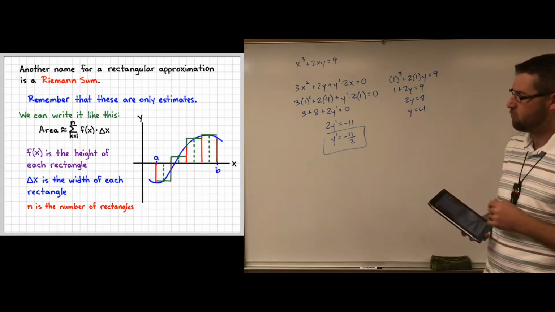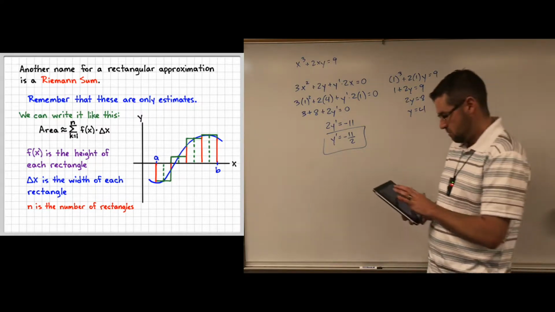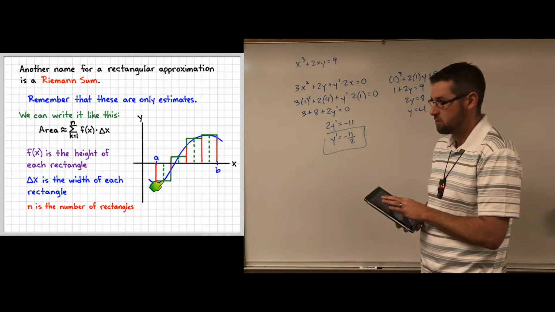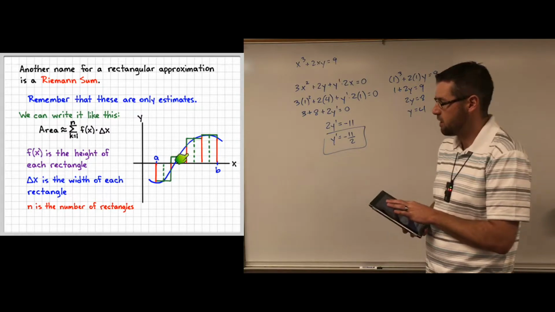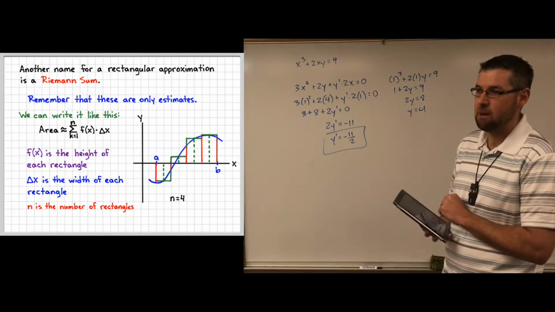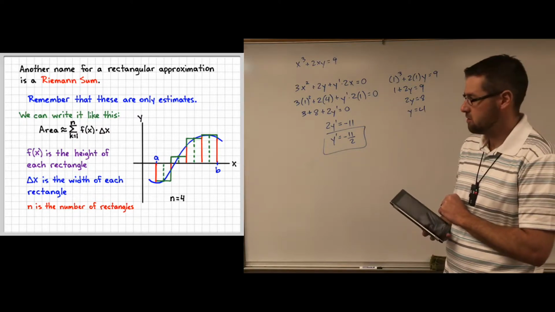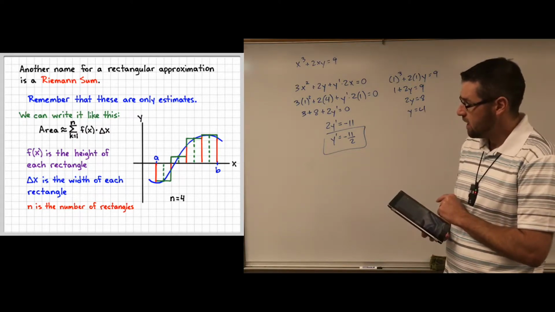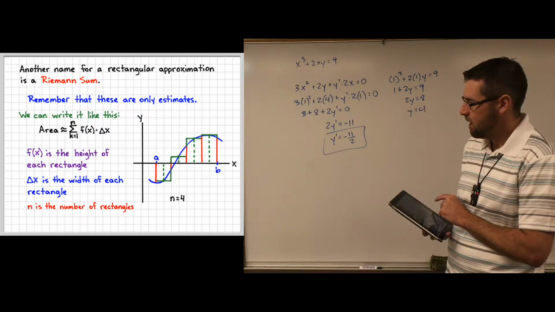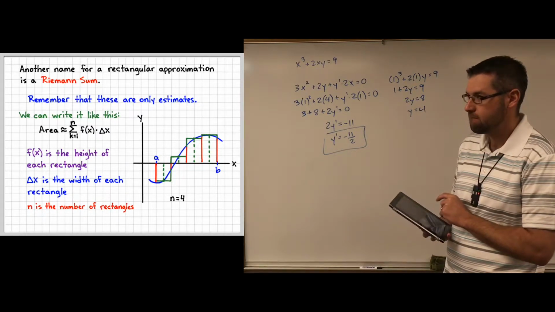Okay, and what kind of Riemann sum am I doing here? A midpoint, right? Because the height of each rectangle is based on the middle value of each rectangle. Is that okay? Okay. So I say n equals 4 because n represented the number of rectangles. And we don't have a function's value. What is delta x? How wide is each rectangle? 1/4.